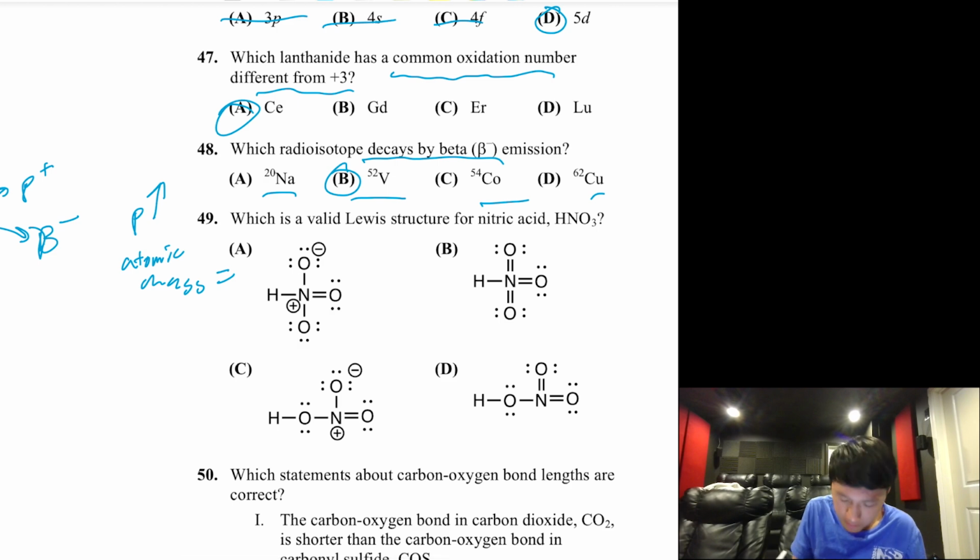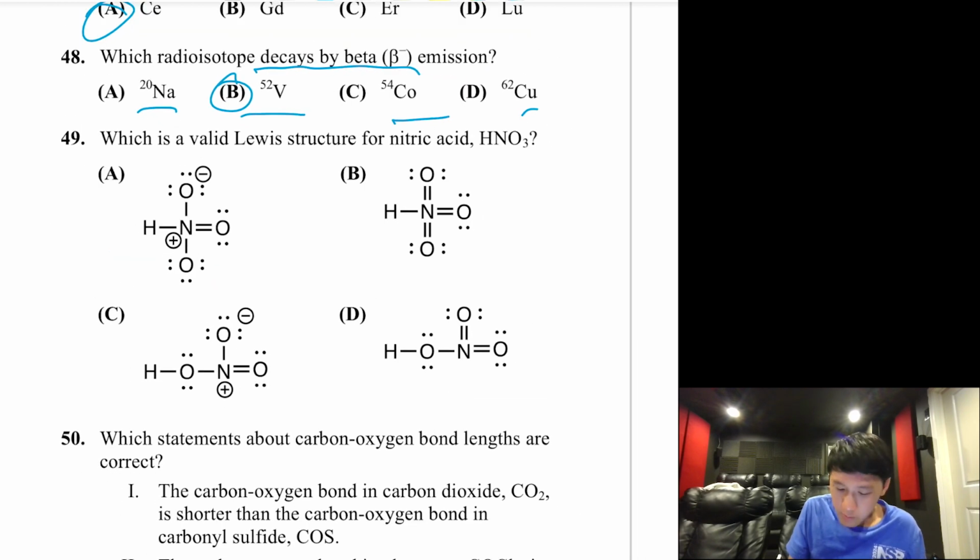B is correct. Problem 49, which is a valid Lewis structure for nitric acid? HNO3. So we know nitrogen is a period 2 element, so we would expect it to follow the octet rule, meaning that it cannot have more than 8 electrons around it. And in this case, that's enough to find the correct answer.